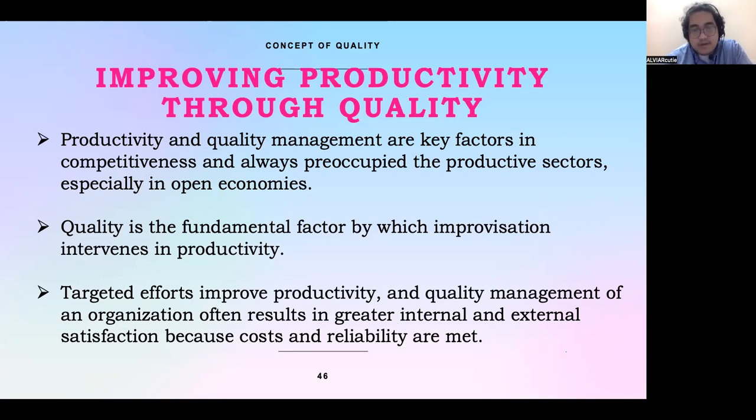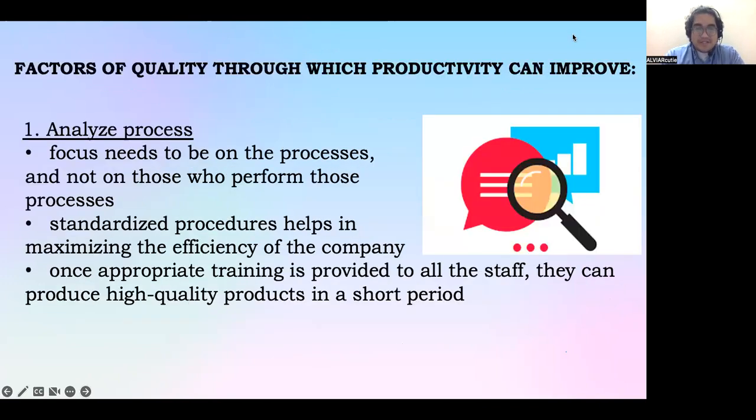That's very simple. Cost and reliability are met. Kung ano yung presyong binili mo, na-meet mo yung pangangailangan mo. So, factors of quality through which productivity can improve. Number one, analyze process. Siyempre 'pag hindi maganda yung quality natin, may mga factors din tayong paano idadagdag. So, number one, analyze process.